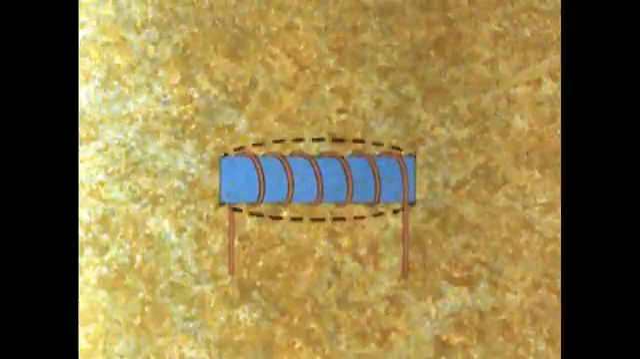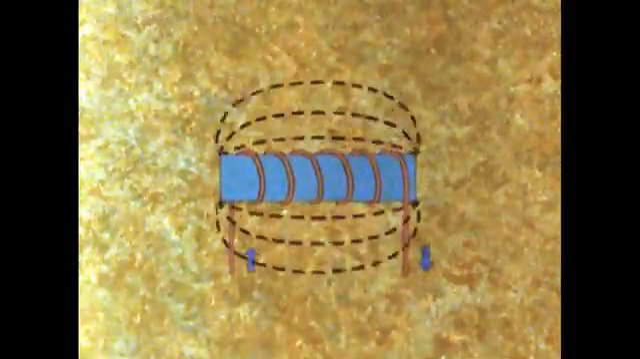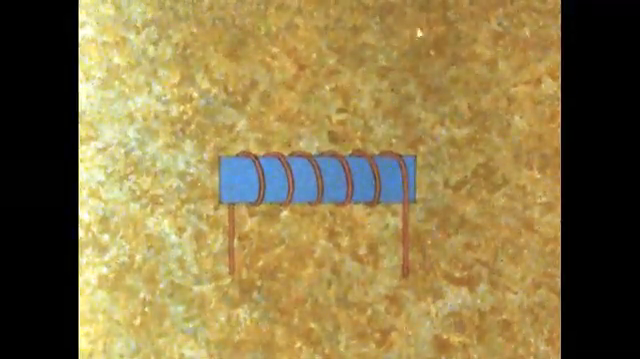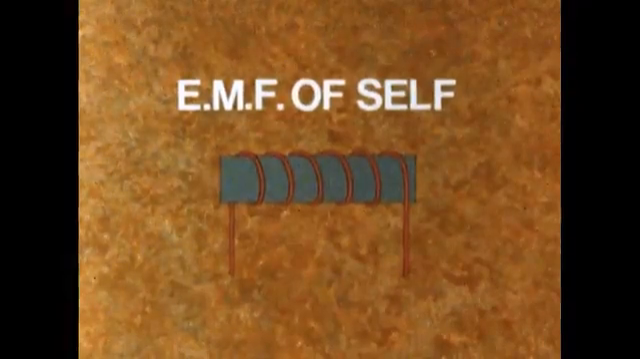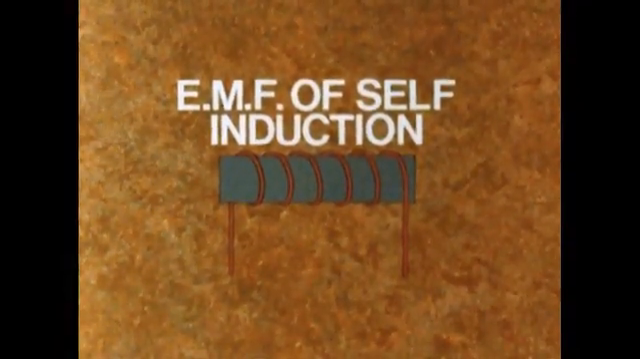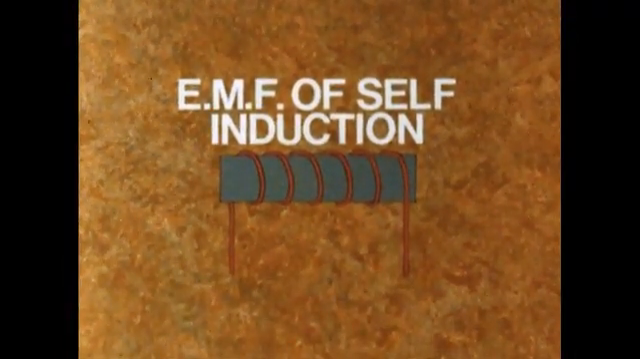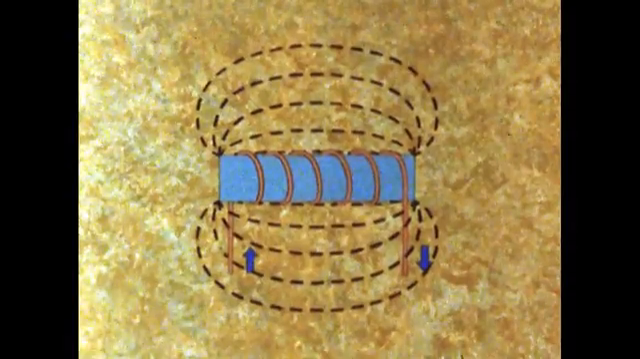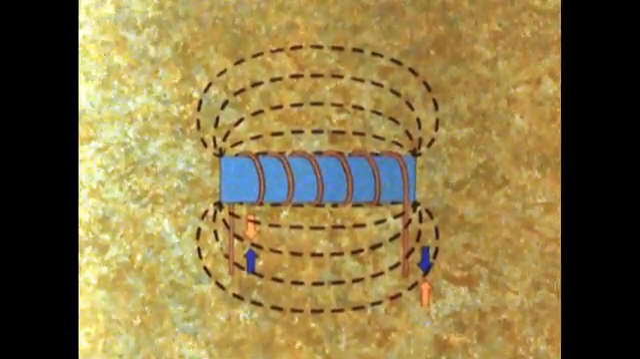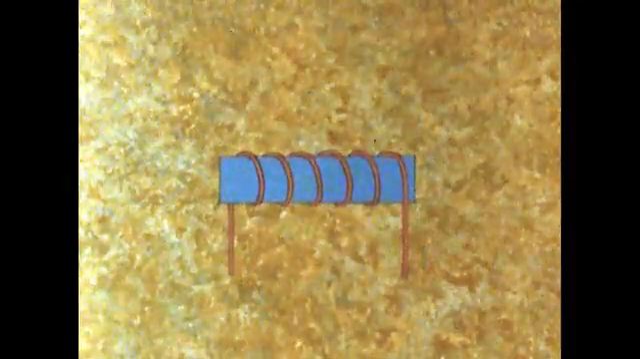The results of these changes in the number of lines of force through the coil is that an additional EMF is induced within the coil itself. This is called an EMF of self-induction, or counter-EMF. An important feature of this EMF is that it will always try to stop the change happening. When you switch on, the induced EMF opposes the buildup of the field, slowing it down. And when you switch off, it tries to keep the field going.